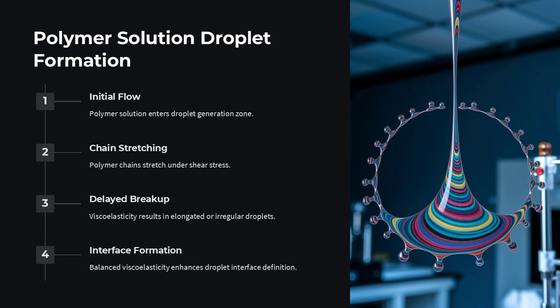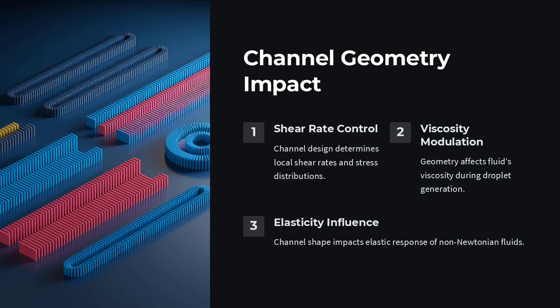One might wonder, why is viscoelasticity critical for encapsulation efficiency? The answer lies in the fact that the elastic component can help form a stronger, more resilient capsule wall when using polymer solutions for microcapsule formation. This property is especially beneficial in applications like controlled drug release, where a robust shell ensures that the encapsulated drug is released at the desired rate and location.